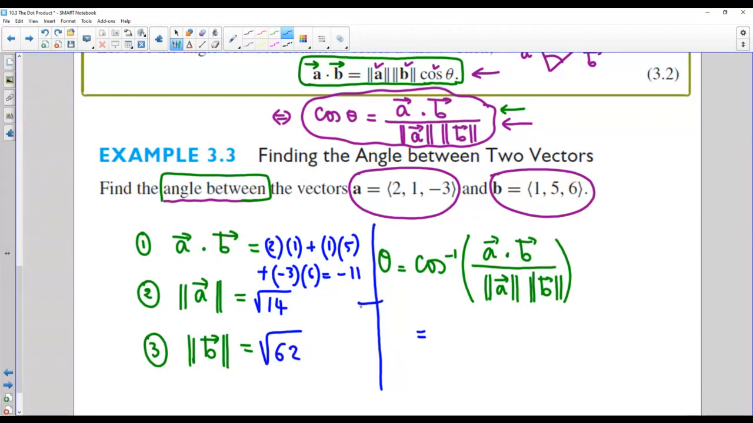So square root of 62. After that, I can take all of this and write it's the cosine inverse of minus 11 over square root of 14 multiplied by square root of 62. And that is going to give us the angle.